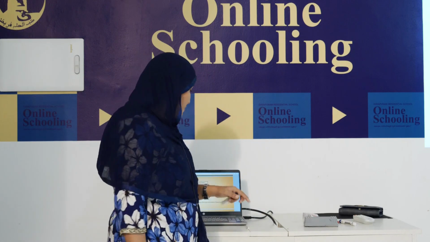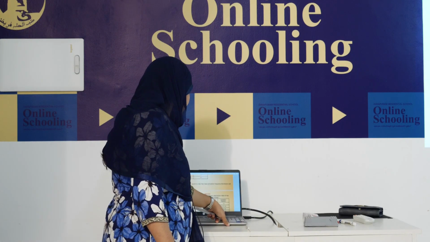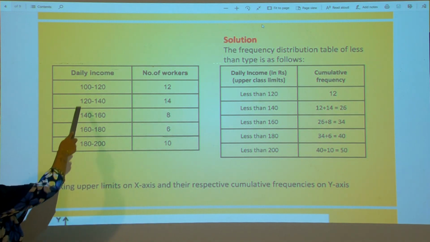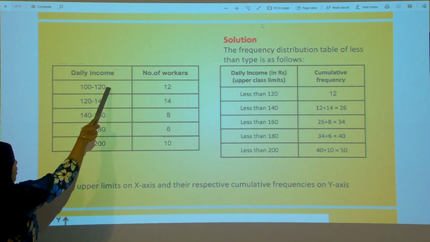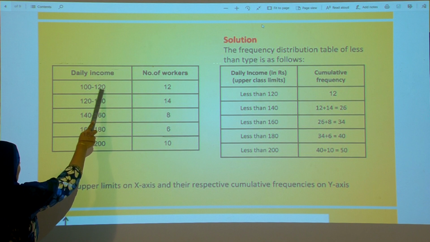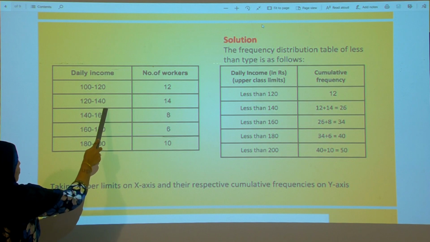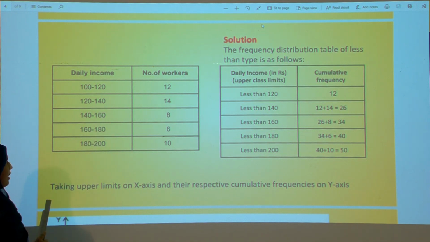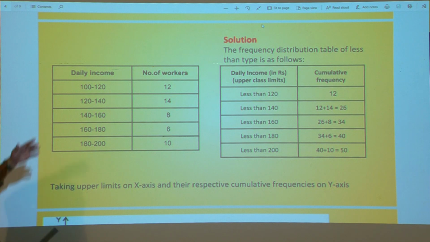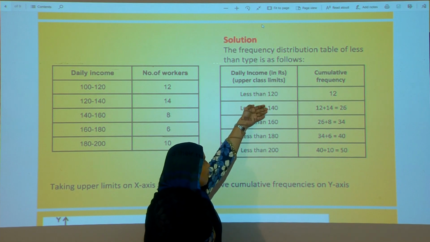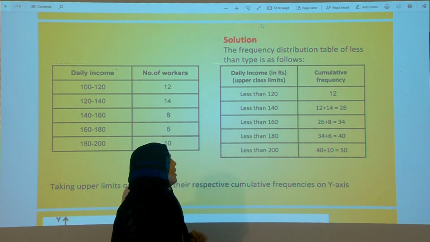So what we'll do is, this is the question itself. We want to form a new column with these upper limits. Here for the first class 100 to 120, 120 is the upper limit of the first class. Similarly, 140 is the upper limit of the second class. 160 is the upper limit of the third class. So let's form a new column with these upper limits: 120, 140, 160, 180, 200.